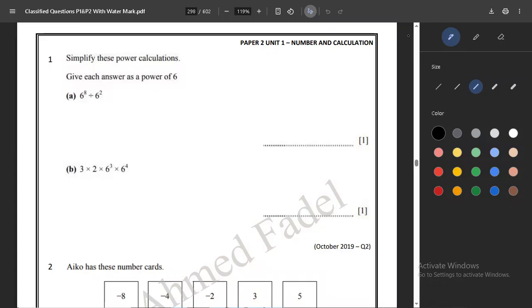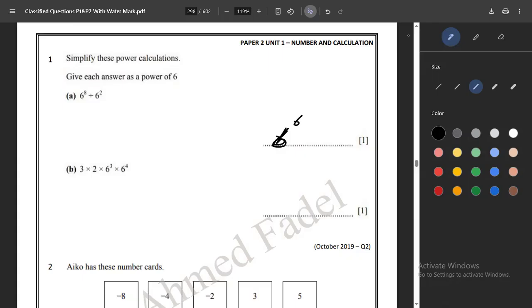Like in this question, for example, over here, they're saying to give each answer as a power of 6. So we agreed that here I want it as a power of 6. So it means that the base is 6. So 6 to the power of 8 divided by 6 to the power of 2, we minus the indices. So it's going to be 6 to the power of 6.